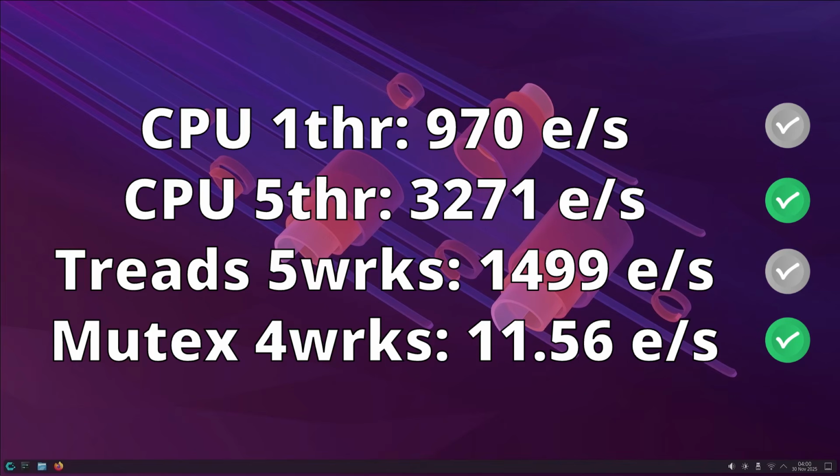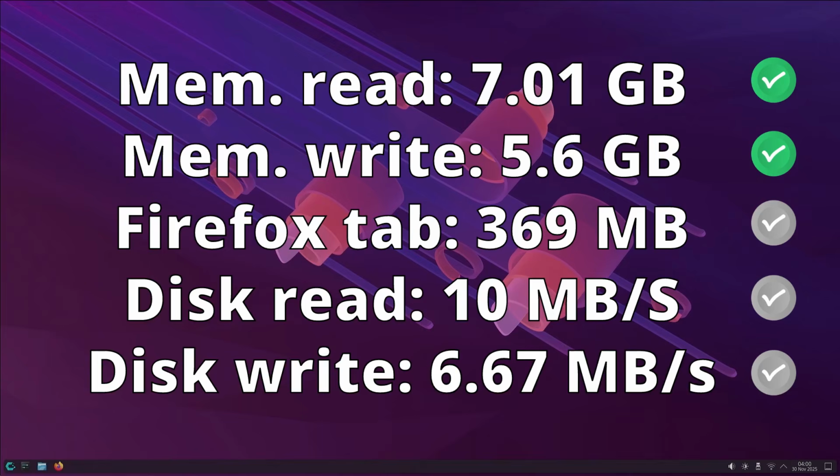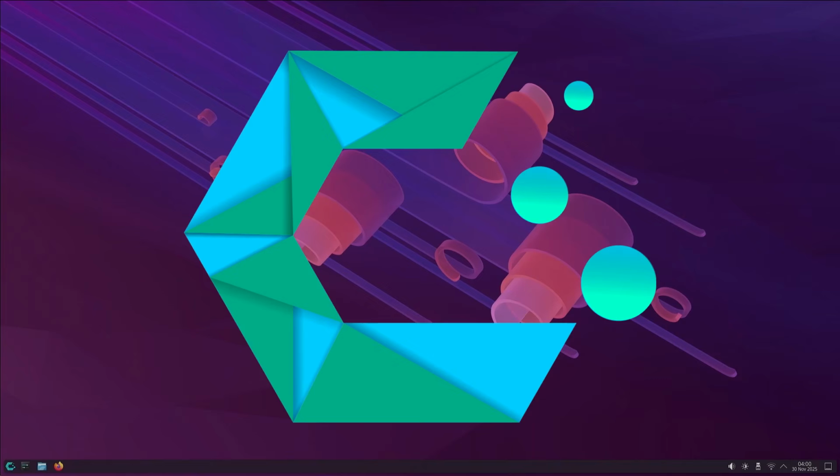Single-thread CPU performance was average, but the 5-thread performance was strong. In threads and mutex tests, the first was average while the second excelled. Memory read and memory write performance ranked among the best, while Firefox consumption and disk performance produced overall average measurement values. In conclusion, it is appreciated that the CachyOS team fixed the previous bugs. I could not review it earlier, but now the result is a very solid distribution.